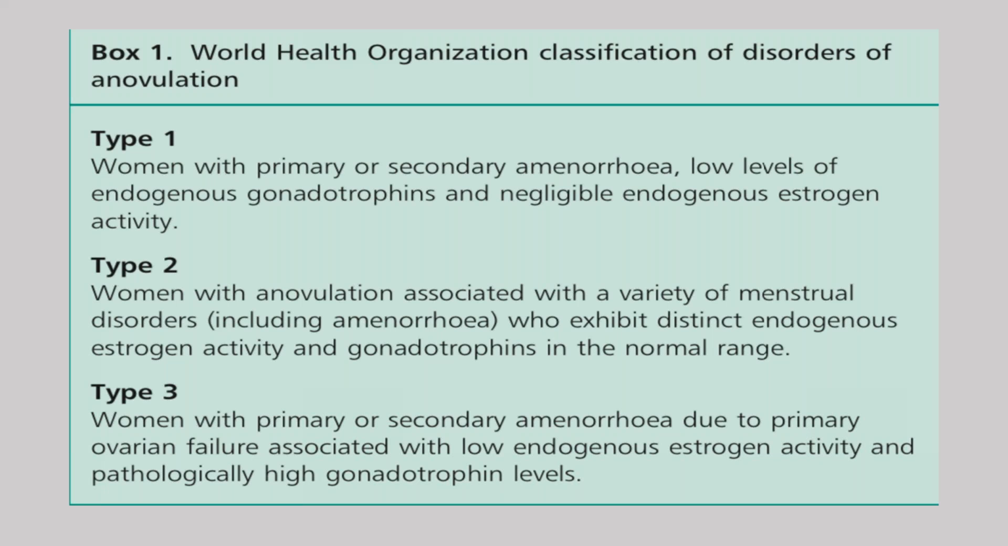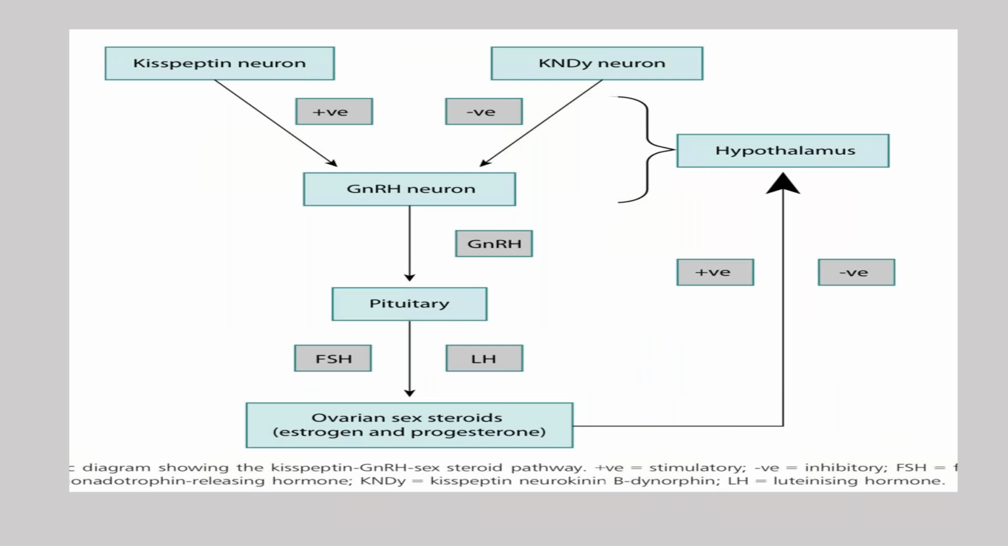Type 1 is women with primary or secondary amenorrhea with low levels of endogenous gonadotrophins and negligible endogenous estrogen activity. So basically, we classify these categories according to the amount of gonadotrophins. Type 1 is like you have hypogonadism and hypoestrogenism. So you have both things low, that is low levels of gonadotrophins along with low levels of estrogen.